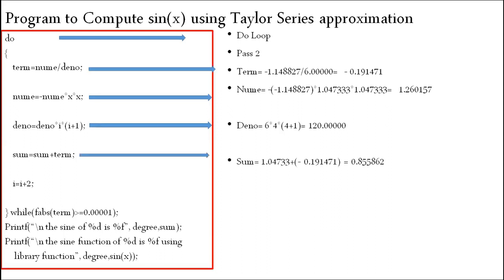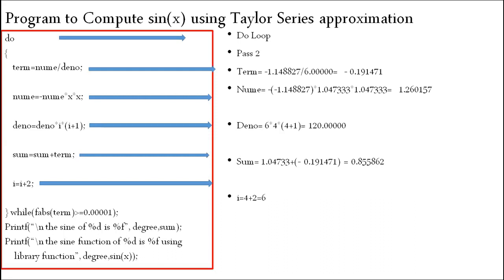So next we have sum is equal to sum plus term. The last value of sum is 1.04733 plus the latest value of term, which is minus 0.191471. So by this we'll get the answer 0.855862. So this value will be updated to the place where sum is pointing. Next I will be incremented by 2. So as of now my I value is 4, plus 2 we get 6. So this is one more iteration.